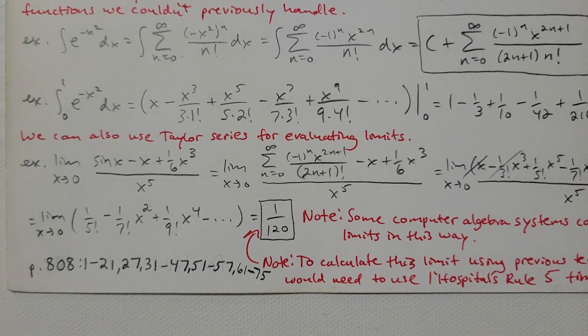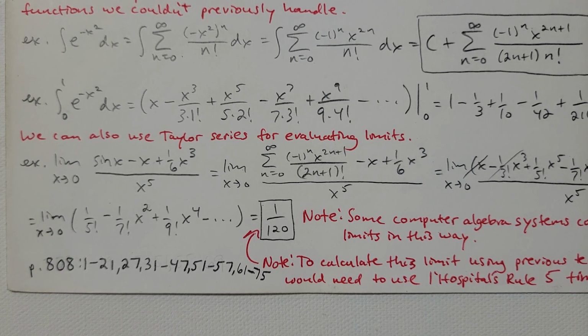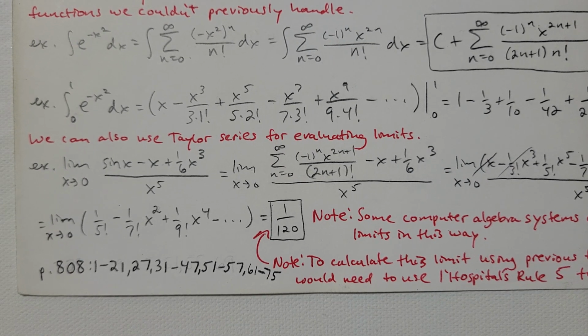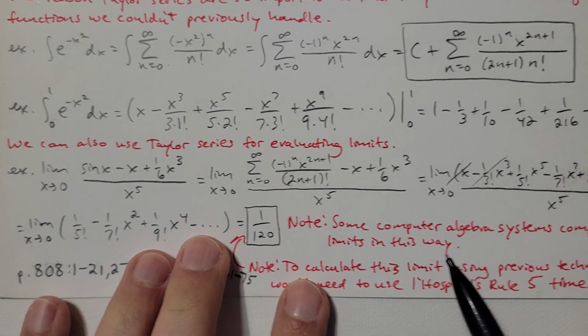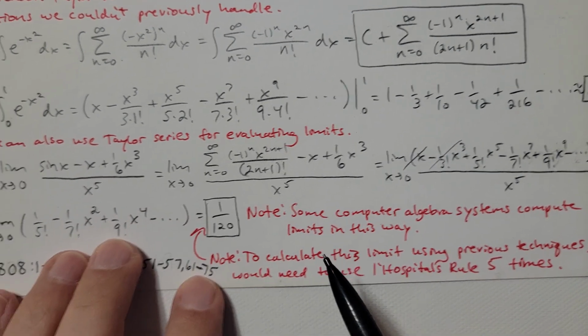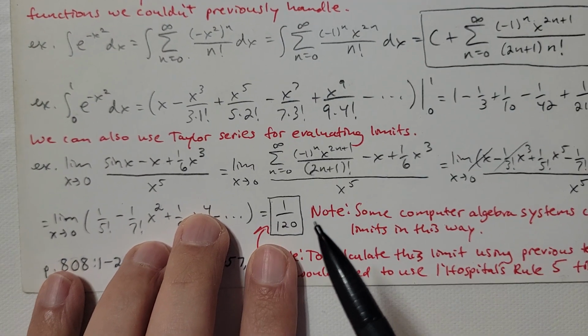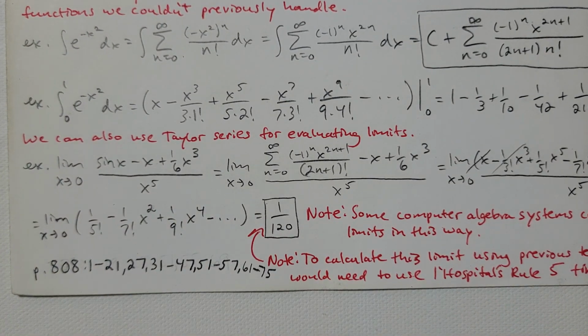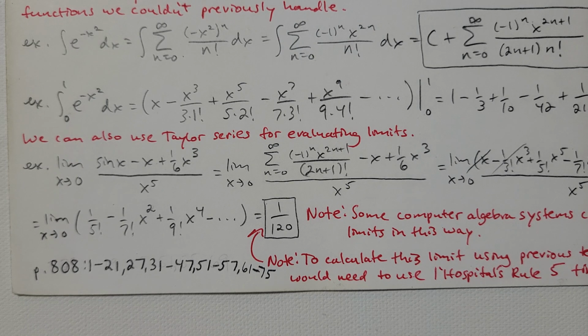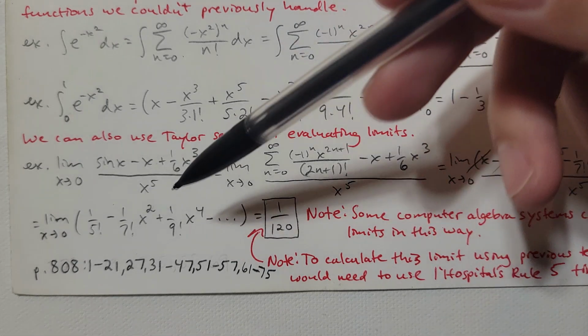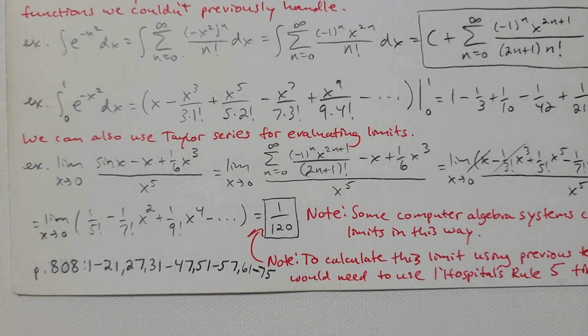Now, we can also use Taylor series for evaluating limits. There are some limit calculations that are difficult, like this one. And by the way, some computer algebra systems compute limits in this way. So what if we had the limit as x approaches 0 of sine x minus x plus 1/6 x cubed, divided by x to the 5th? Okay, I can't plug in 0, right? Because I can't divide by 0.